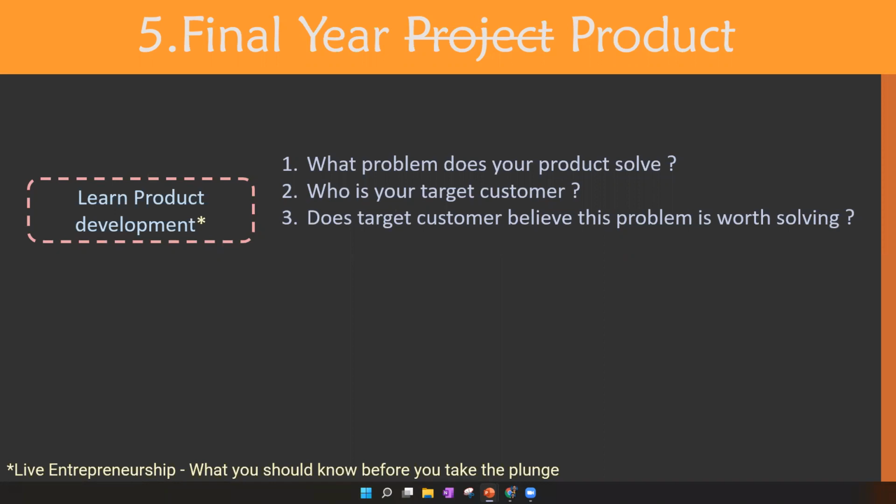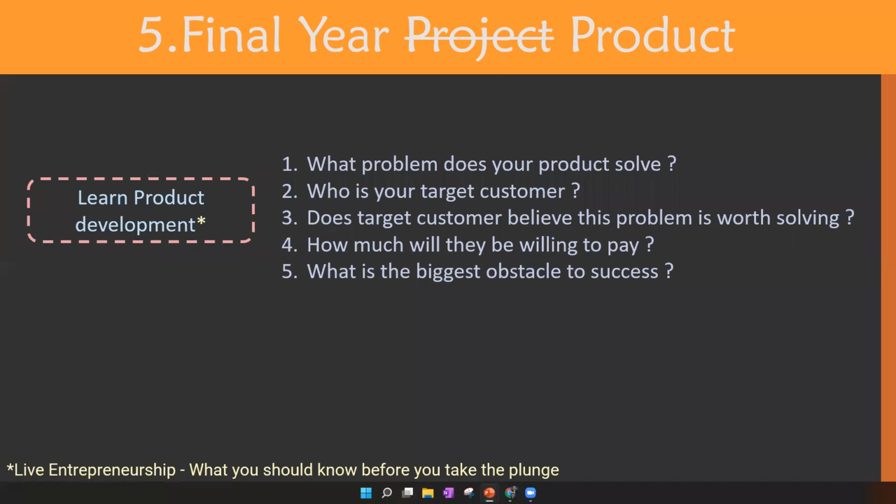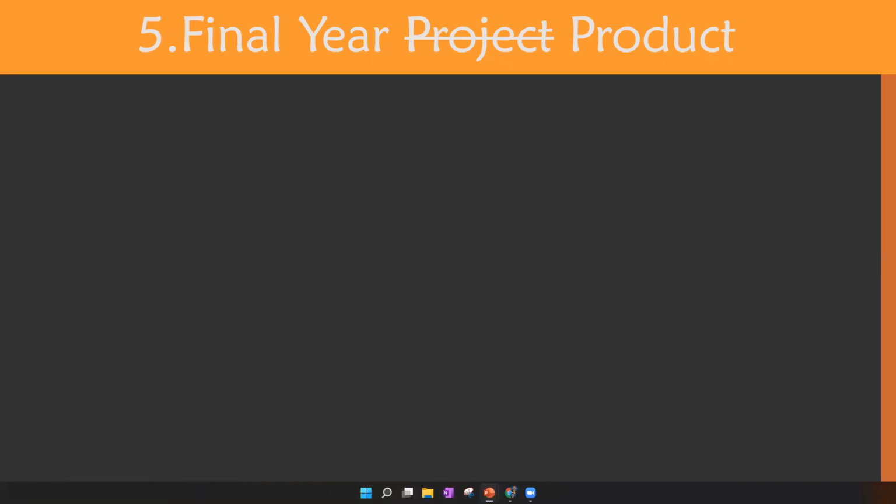Okay, so what problem does your product solve? The target customer. Do your customers believe this problem is worth solving? And will they be willing to pay for it? And what is the biggest obstacle to success? So these are the 5 questions. If anything that you want to do as your final project, if you can ask these 5 questions to yourself and get a good answer, right, that will give you a lot of clarity whether that is worth doing or not. So this was a very good learning for me. I wanted to share it with all of you. It's simple 5 questions, but they are all very powerful questions. It will give us a lot of clarity as to what we want to do and whether it is worthwhile.